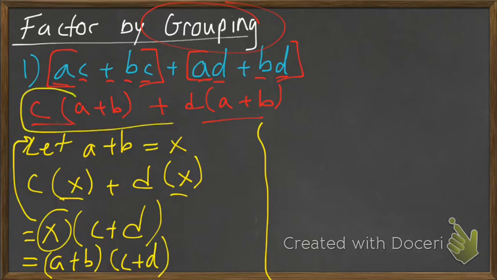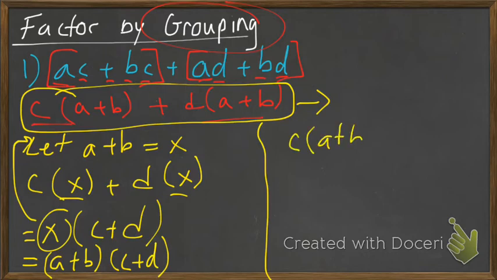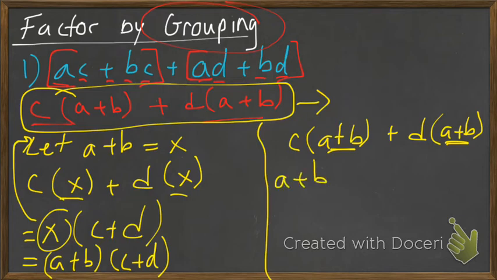And if I take this same value, bring it over here, I'll rewrite it. C multiplied by A plus B plus D multiplied by A plus B. We can see that the A plus B is common to both, so we can just factor that out. So A plus B multiplied by C plus D. And again, I've forgotten my equal sign, so let me just rewrite that. A plus B multiplied by C plus D.